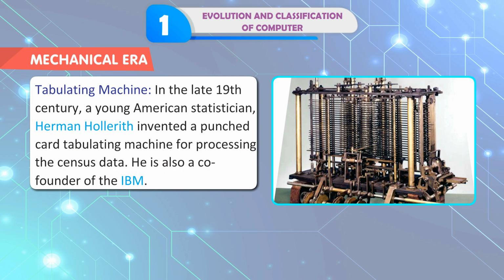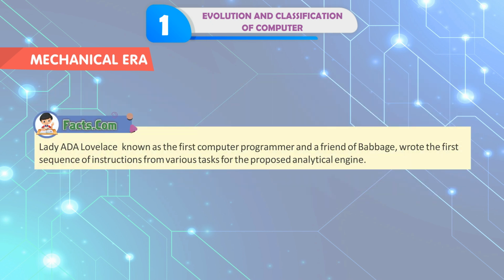Tabulating machine. In the late 19th century, a young American statistician, Herman Hollerith, invented a punched card tabulating machine for processing the census data. He is also a co-founder of the IBM. Facts.com. Lady Ada Lovelace, known as the first computer programmer and a friend of Babbage, wrote the first sequence of instructions for various tasks for the proposed analytical engine.